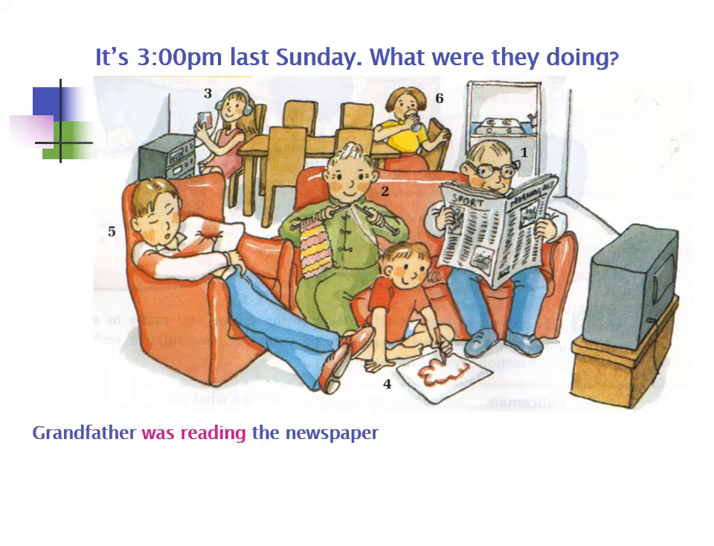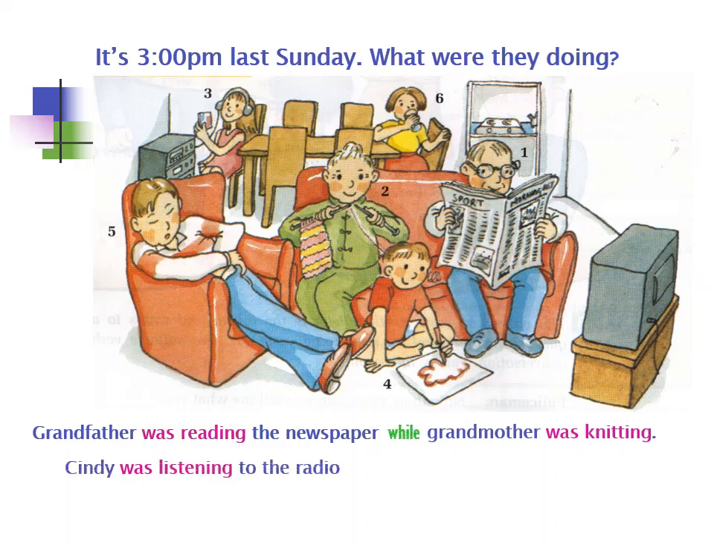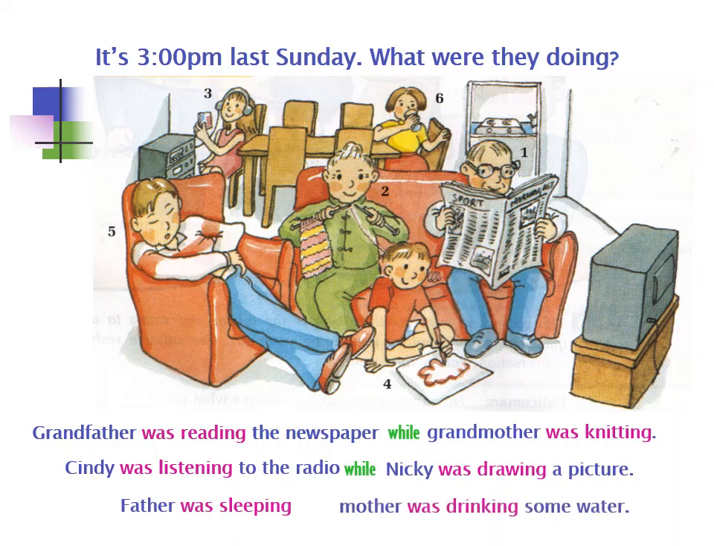It's 3 p.m. last Sunday. What were they doing? Grandfather was reading the newspaper. Grandmother was knitting. What word is missing? While. Cindy was listening to the radio. Nikki was drawing a picture. What word is missing? While. You get it. Father was sleeping. Mother was drinking some water. What word is missing? While. So you notice these are all examples of two or more actions happening in the past at the same time.